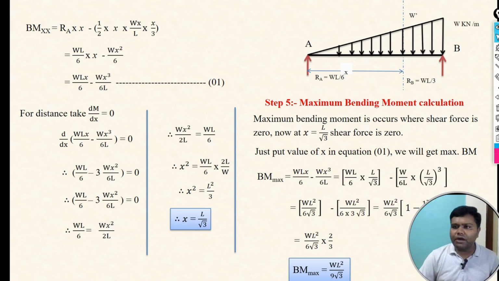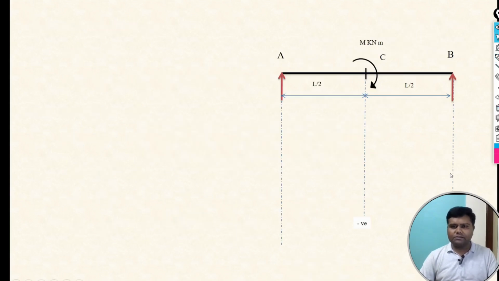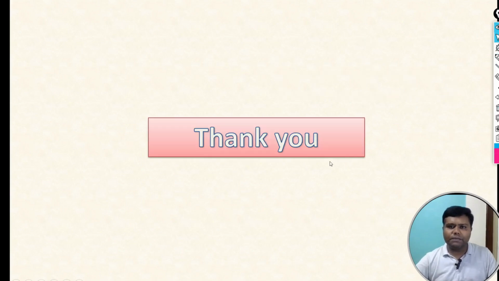See, already we have calculated the bending moment at point A, that is 0, bending moment at point B is 0, and now the maximum bending moment is WL square divided by 9 root 3. This is at the point where the shear force is 0, and it is positive. So we will see the bending moment diagram for this case. Okay, so this is our bending moment diagram.